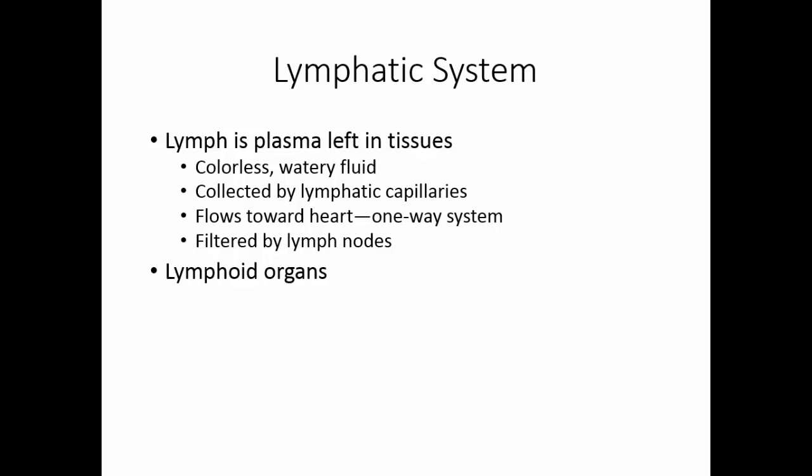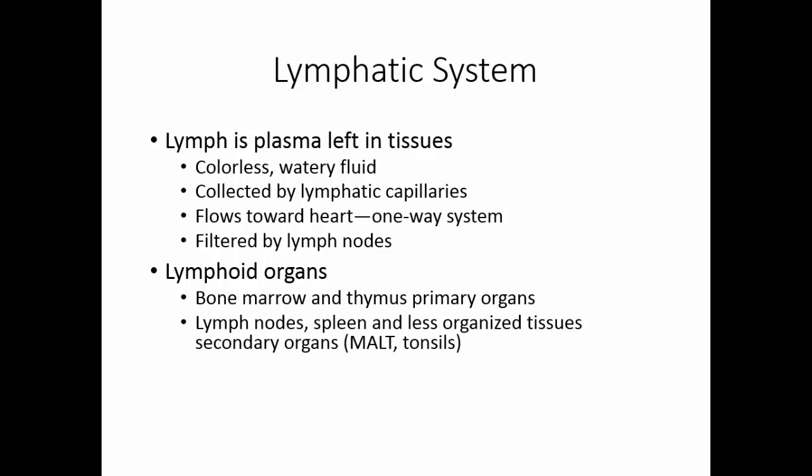The lymphoid organs are those organs that are involved in the immune system response. The bone marrow and the thymus are the primary organs since they're the site of maturation of the cells. Lymph nodes, spleen, and less organized tissues in the secondary organs like MALT tissue and tonsils make up the other lymphoid organs. The secondary organs act as surveillance sites, that is, places where fluid flows through and we have cells that are looking at the fluid, constantly looking for anything foreign, and if it's found, then the appropriate cell can divide. We have proliferation of the cells.